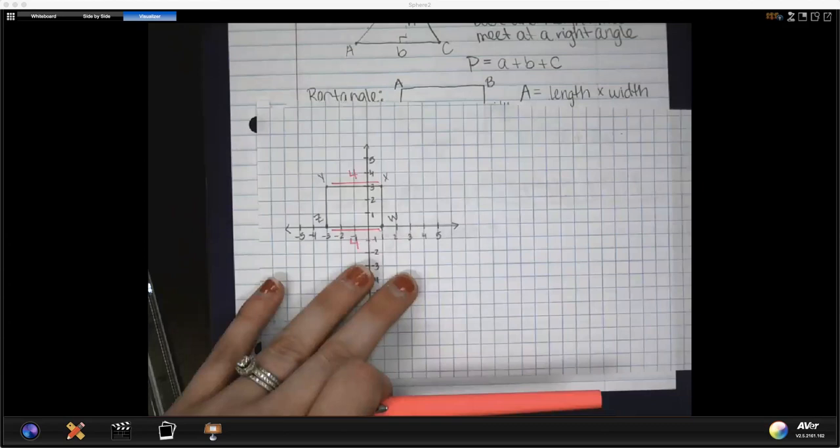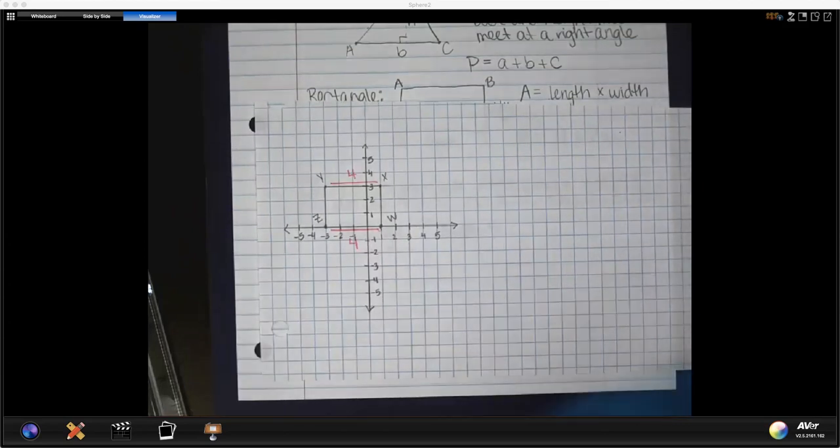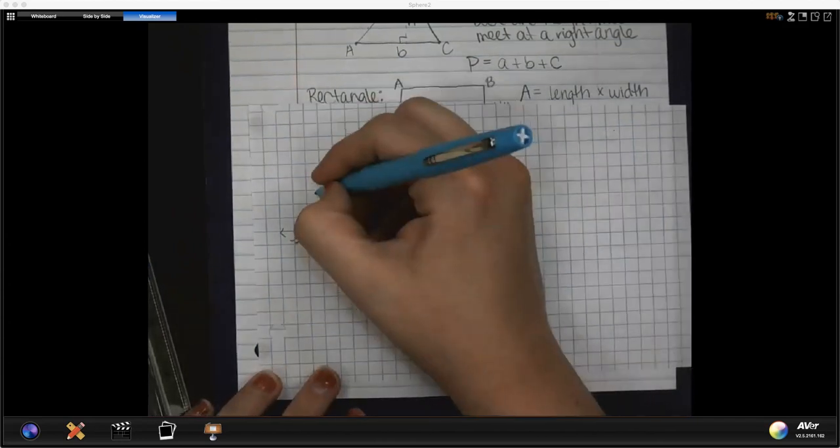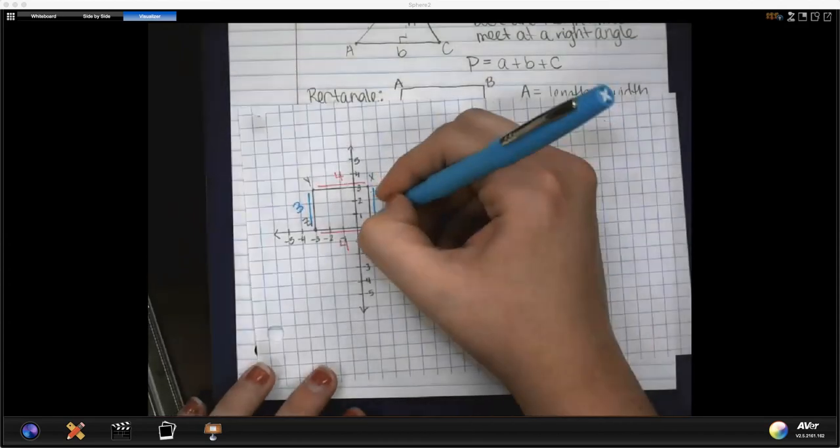What about my width? What's my width going to be? So everyone should be able to look at their paper and count what their width is. As a class, confidently say it's 3. Okay, 3. You were right.